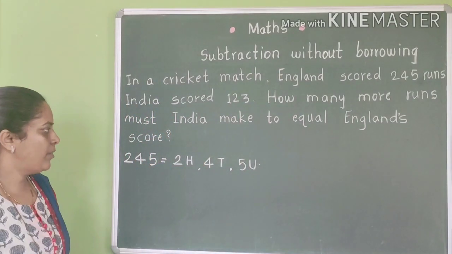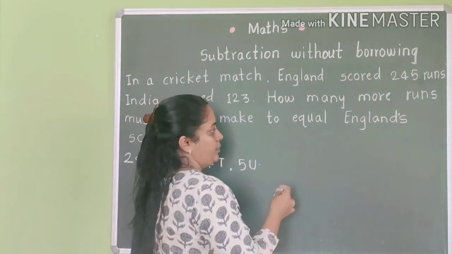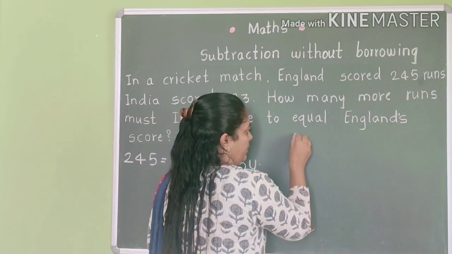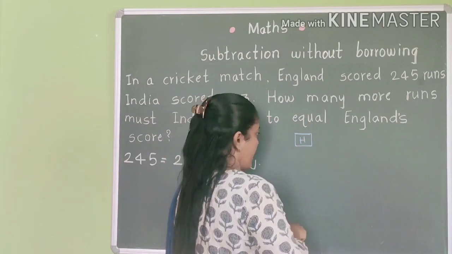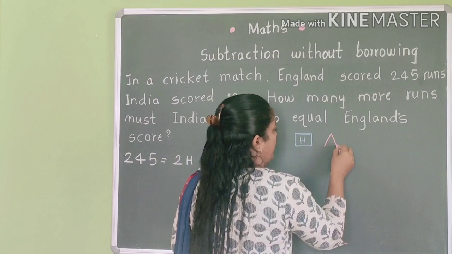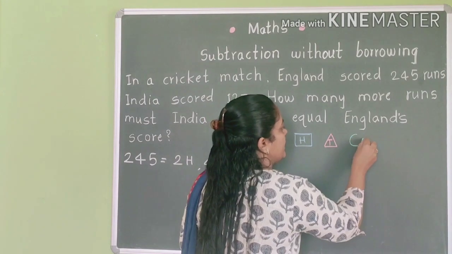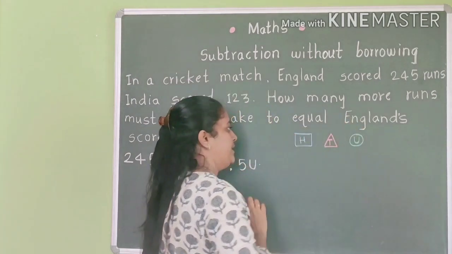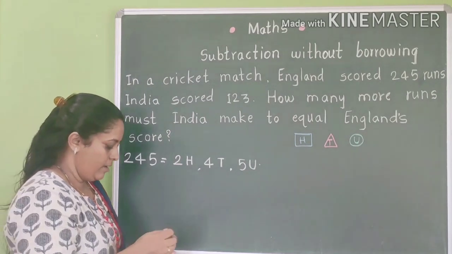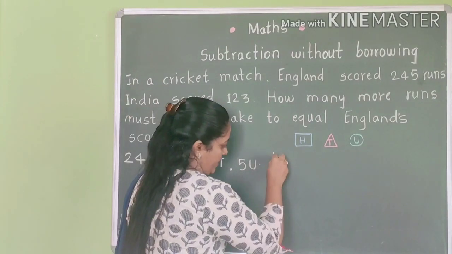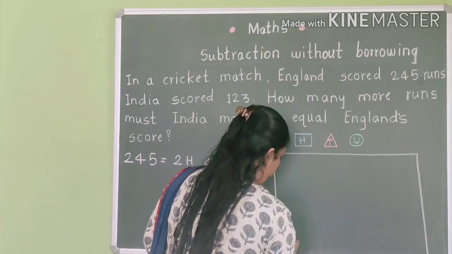Let's add some symbols for hundreds, tens and units. I am going to add a square for 100, a triangle for tens, and a circle for units. Let's draw a picture of 245. Here we are going to draw a picture of 245.